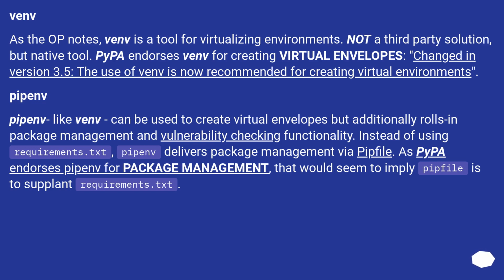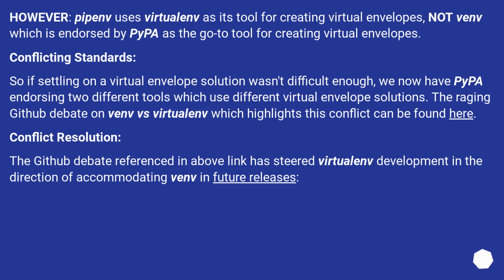Pipenv. Pipenv, like venv, can be used to create virtual environments but additionally rolls in package management and vulnerability checking functionality. Instead of using requirements.txt, pipenv delivers package management via Pipfile. As PyPA endorses pipenv for package management, that would seem to imply Pipfile is to supplant requirements.txt. However, pipenv uses virtualenv as its tool for creating virtual environments, not venv, which is endorsed by PyPA as the go-to tool for creating virtual environments.